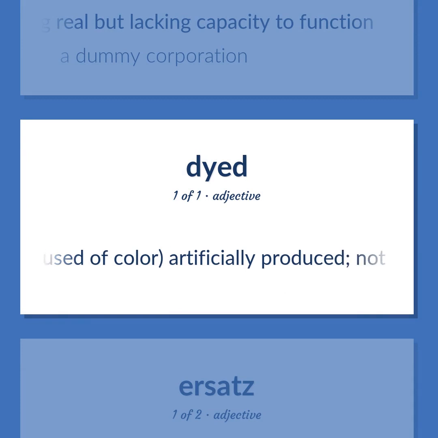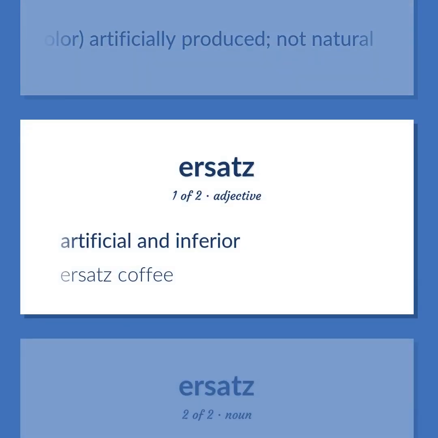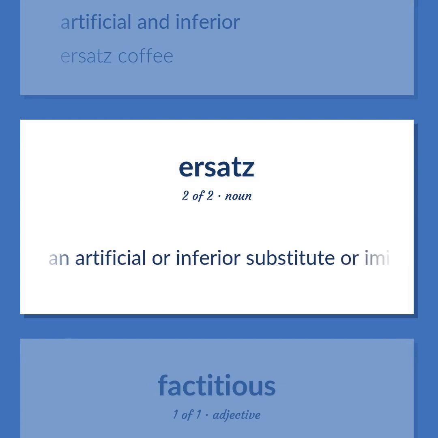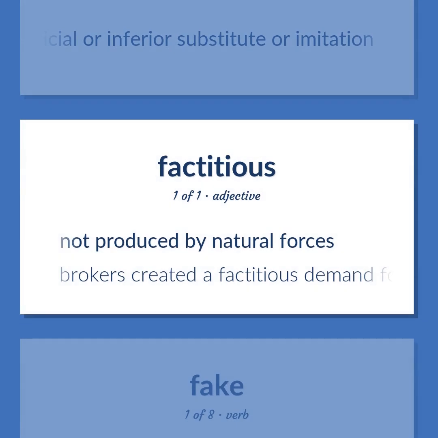Used of color, artificially produced, not natural. Artificial and inferior. Ersatz coffee. An artificial or inferior substitute or imitation. Not produced by natural forces. Brokers created a factitious demand for stocks.